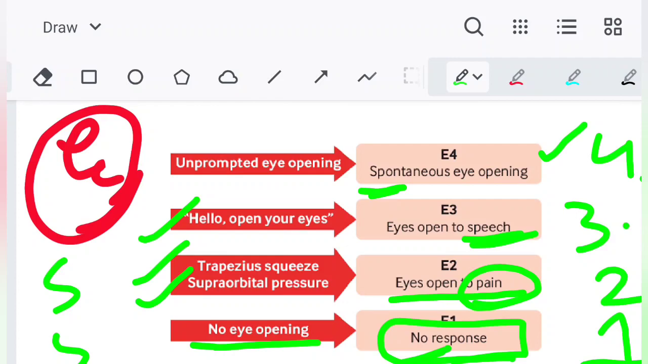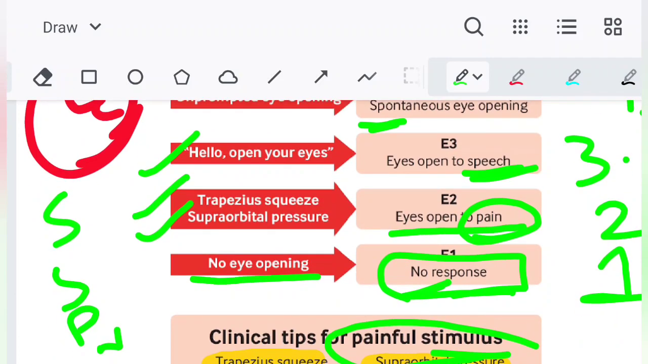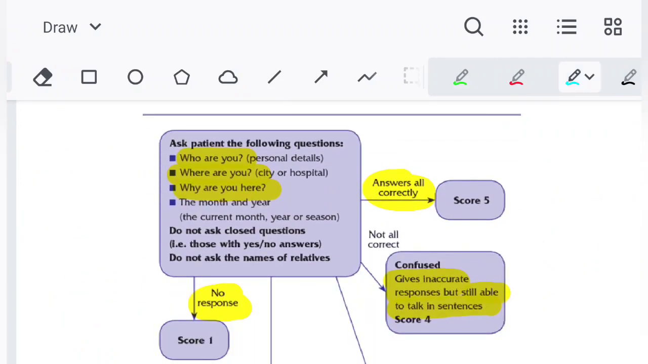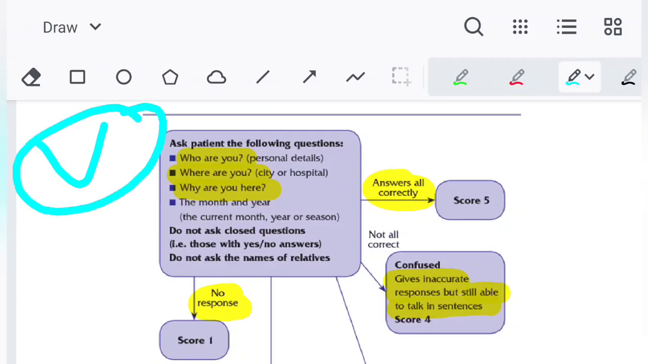So 4, 3, 2, 1. Okay, maximum score of 4, minimum score of 1. Now next comes verbal response, V.